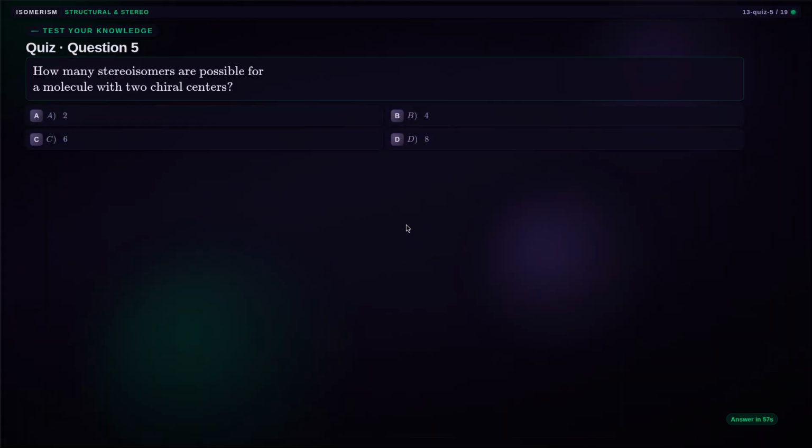Quiz question 5. How many stereoisomers are possible for a molecule with 2 chiral centers? Option A, 2. Option B, 4. Option C, 6. Option D, 8. Apply the formula for maximum number of stereoisomers.